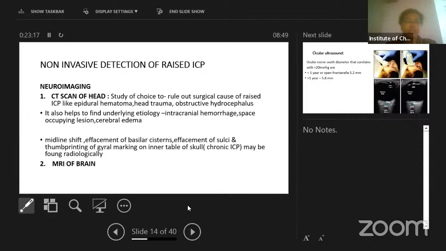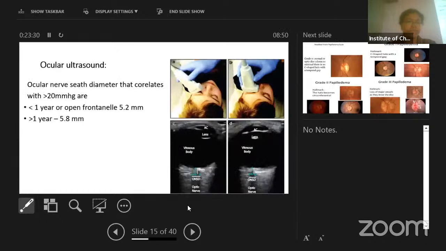CT scan of the head is indicated in raised ICP like epidural hematoma, head trauma, and obstructive hydrocephalus. It may also help to find underlying etiology like intracranial hemorrhages, space occupying lesions, and cerebral edema. Ocular ultrasound is an important modality. This is the ocular ultrasound radiologically. In less than 1 year or open fontanelle, the cutoff is 5.2 millimeter, and in more than 1 year, optic nerve sheath diameter more than 5.8 millimeter is the cutoff.